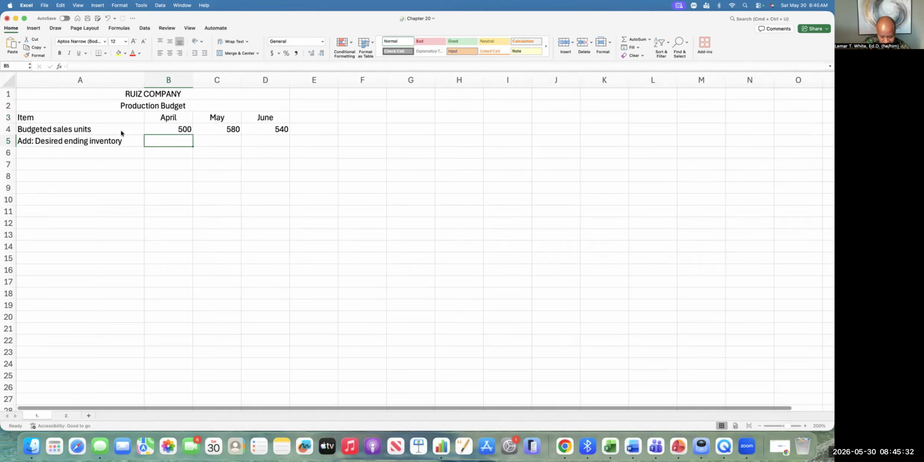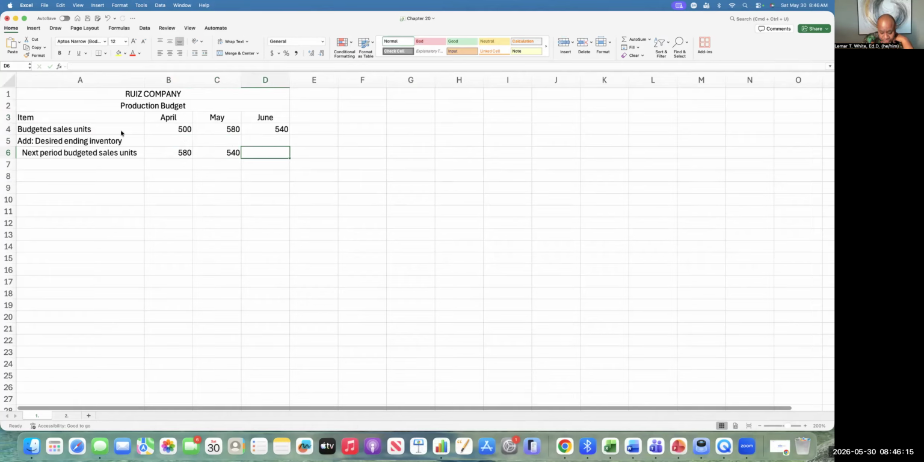So that's really what we're trying to figure out here. So I'm going to add my desired ending inventory. I'm going to start with my next period budgeted sales units. The reason I'm starting with that is because it tells me in order to calculate my desired ending inventory, I need to consider my next period budgeted sales units and then multiply that by 25%. So I know that my next period after April is May. So my May budgeted sales units are 580. My June budgeted sales units, which I need to consider in May, would be 540.